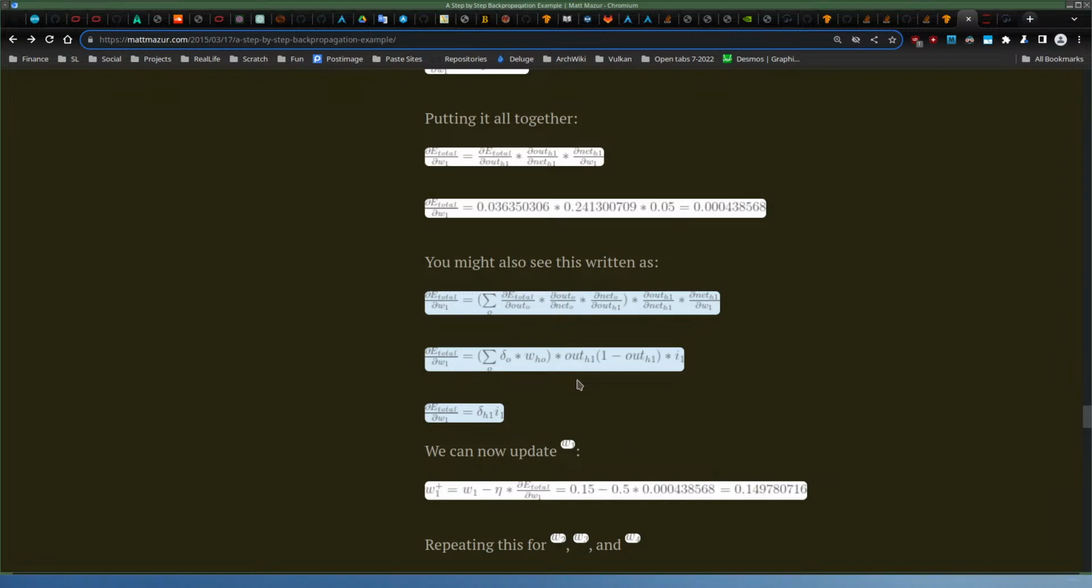So the delta H1 is again out H1 times 1 minus out H1. So that's the same. But instead of output minus target, we get this: the sum over all outputs of delta O times the weight HO. What is that?